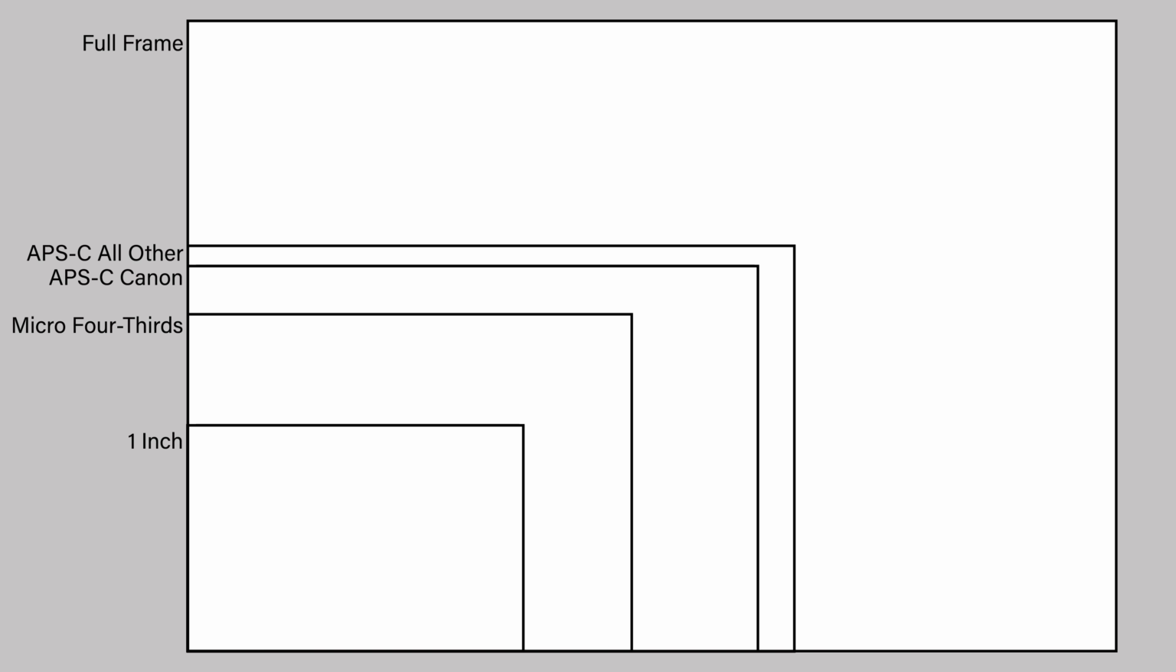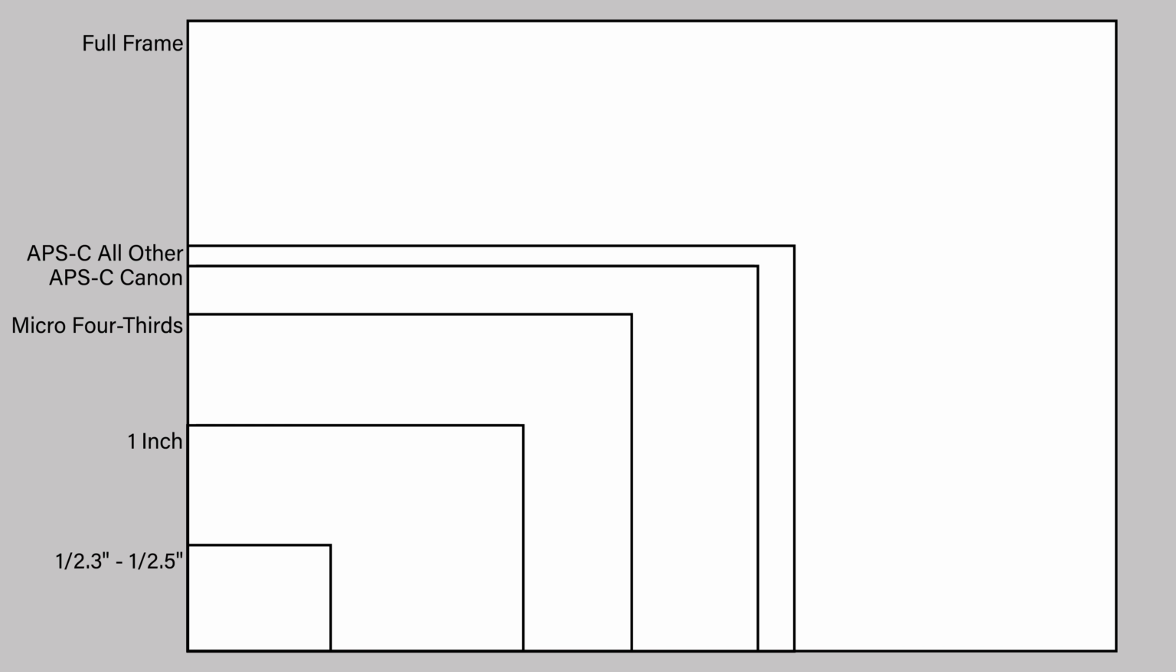Next is cropped sensor, which is also called APS-C. As you can see, this is smaller than full frame, and you will actually notice two boxes here. Most brands defined APS-C as this size, but Canon defines it slightly differently. In practice, the two are virtually indistinguishable. The next type is micro 4/3. Next is the 1-inch sensor. The sensor itself doesn't actually measure 1 inch, but that's what it's called.